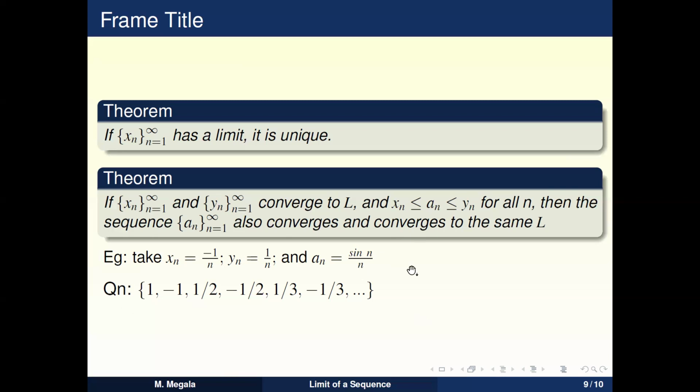Okay. Now the question is, there is a sequence I have written: 1, minus 1, 1 by 2, minus 1 by 2, 1 by 3, minus 1 by 3, and so on. This sequence also looks oscillatory, right? And it also converges to 0. It's just a combination of minus 1 by n and 1 by n. So would you put this in the definition of oscillatory, or in the collection of convergent sequences? Just think about this.